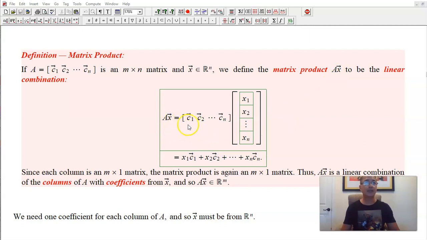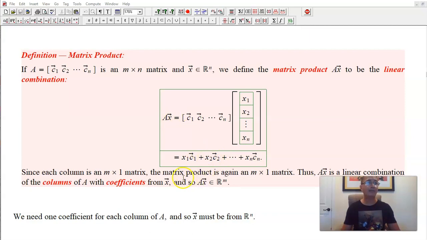So what is A times x? Here is the matrix A. Here is x turned into a column matrix. It is simply a linear combination of the columns of A using the coefficients in x. So to C1, we will multiply by x1. That's our first term. To C2, we will multiply by x2. That's our second term. Keep going, make that linear combination, add it all together. That is the matrix product, A times x.